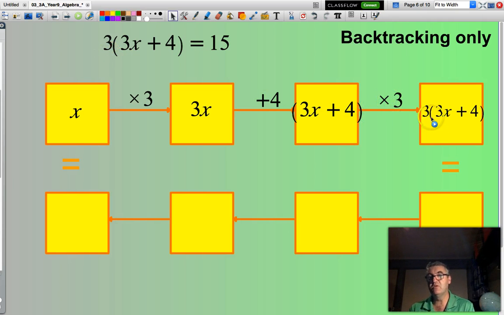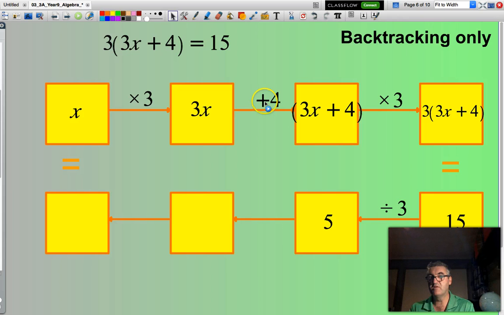And that gives me the entirety of the left-hand side of the equal sign. So 3 times, in brackets, 3x plus 4. And I know that all equals 15. Then I just do my backtracking, operating in the reverse direction. So the inverse of times 3 is divide by 3. So I take 15, divide by 3, gives me 5.